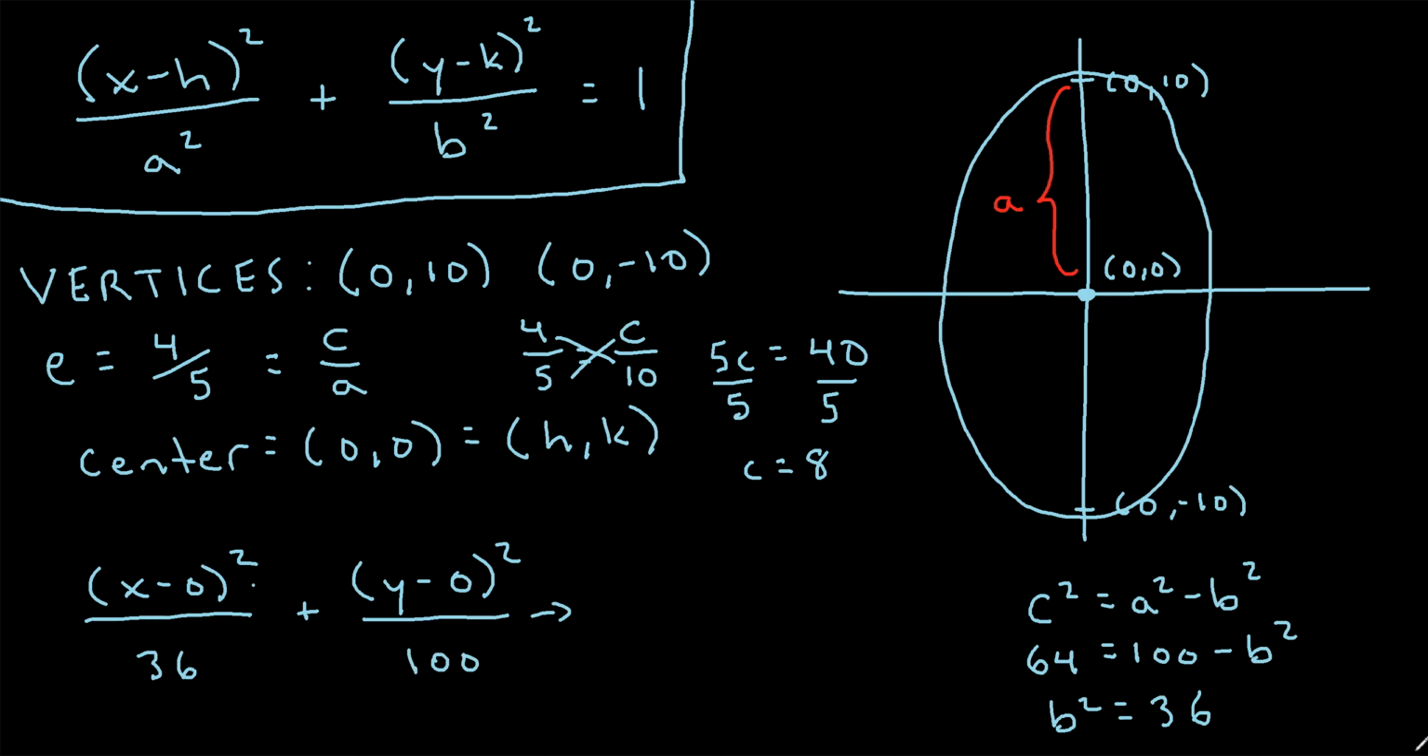So this simplifies to x minus 0, that's just x, so we have x squared over 36 plus y minus 0, that's just y, so y squared over 100 is equal to 1. And that is our final answer.